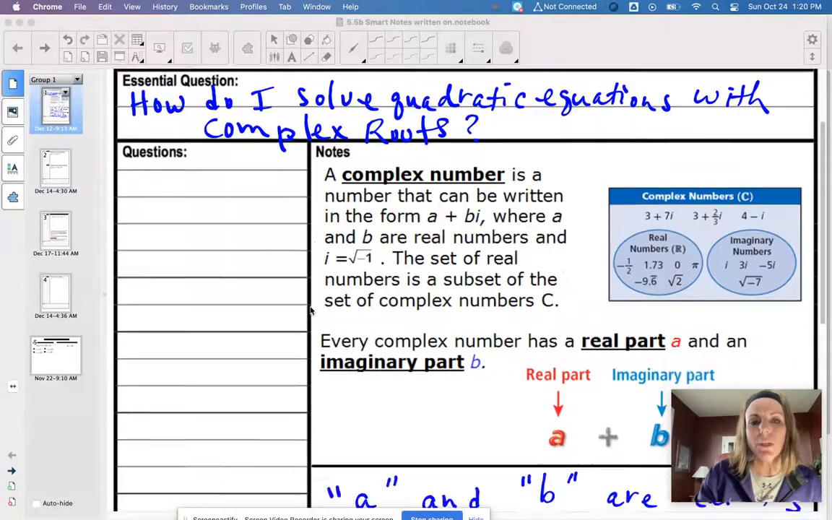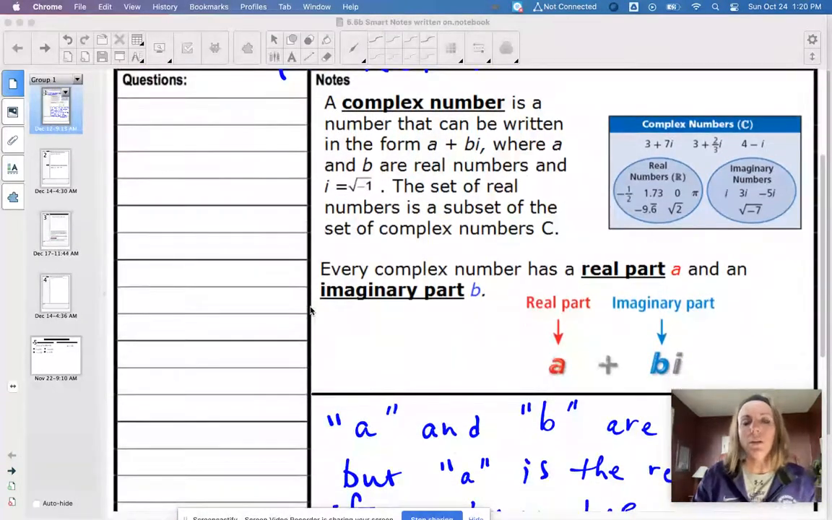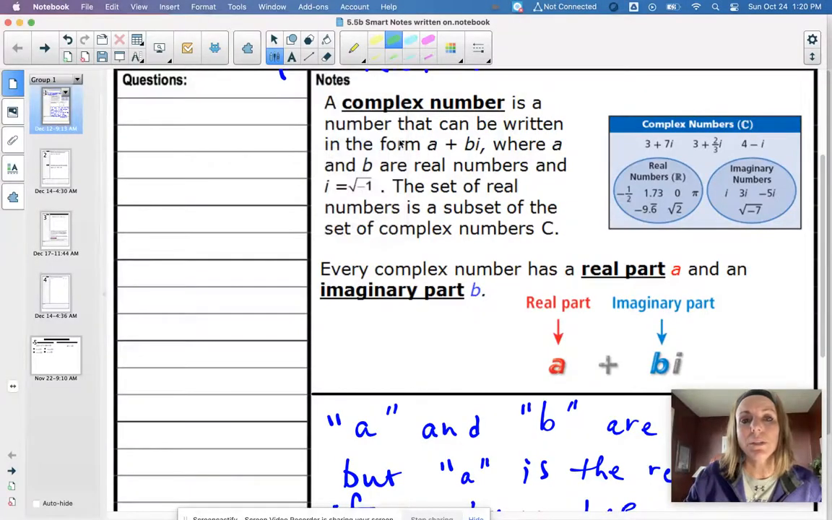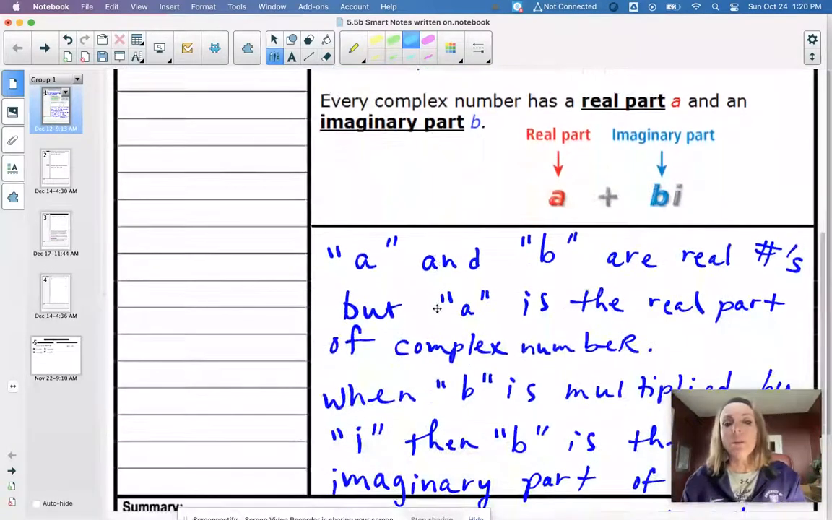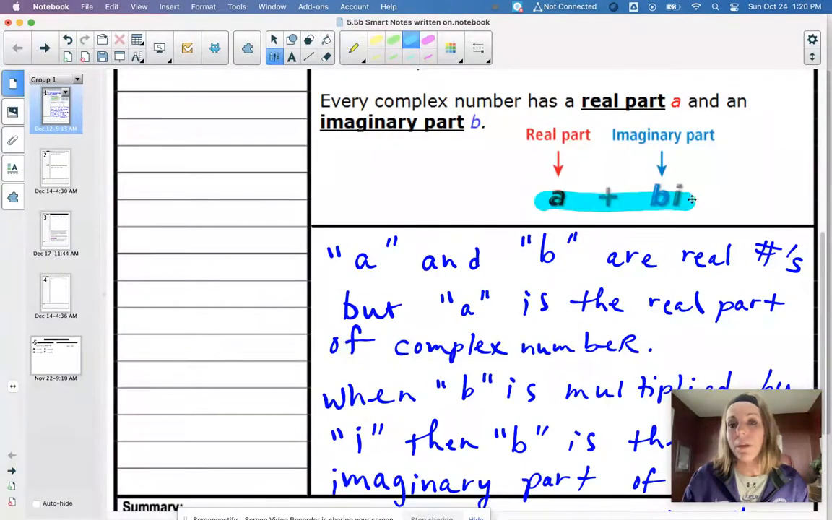The first part is kind of a review of the Day 1 video, or the 5.5a video. A complex number is a number that can be written in the form a plus bi. A and b are real numbers, and i is equal to the square root of -1. Every complex number has a real part a and an imaginary part b. We also talked about that.